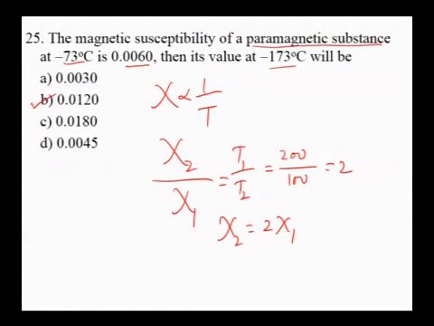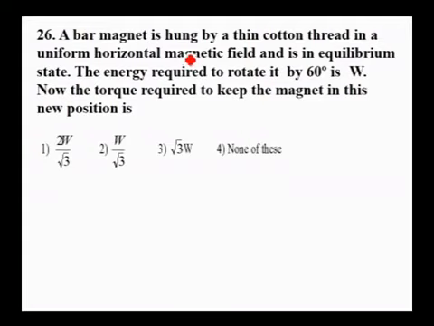Now we'll move to question number 26. In question number 26, if you read the question, a bar magnet is suspended by a thin cotton thread in a uniform horizontal magnetic field and it is in equilibrium. It is a stable equilibrium. The energy required to rotate it by 60 degrees is given as W.